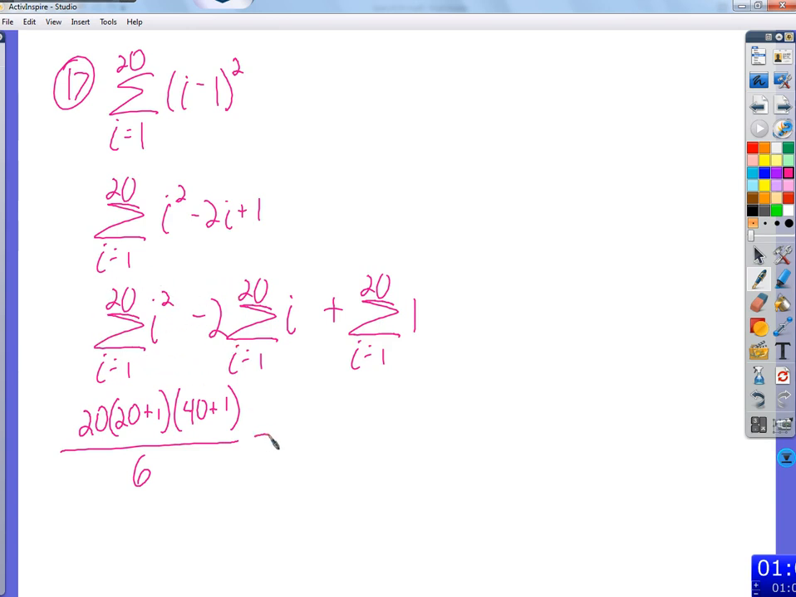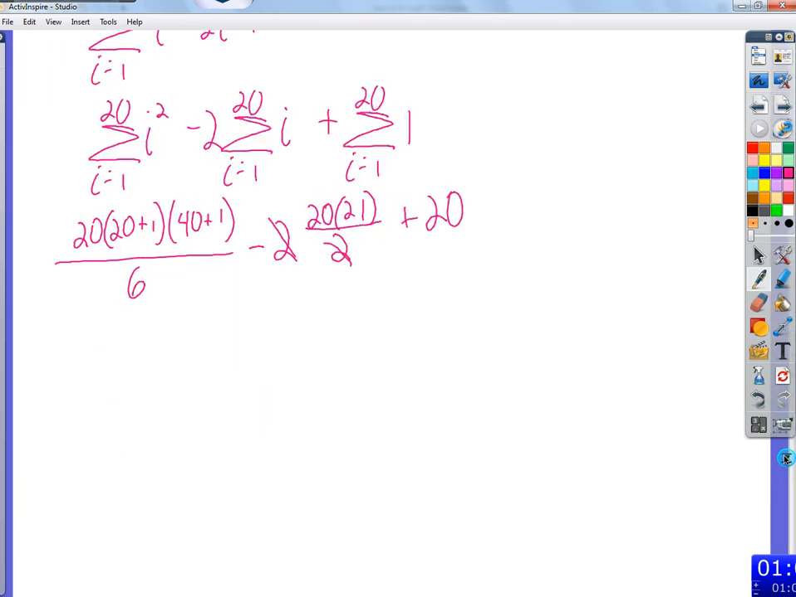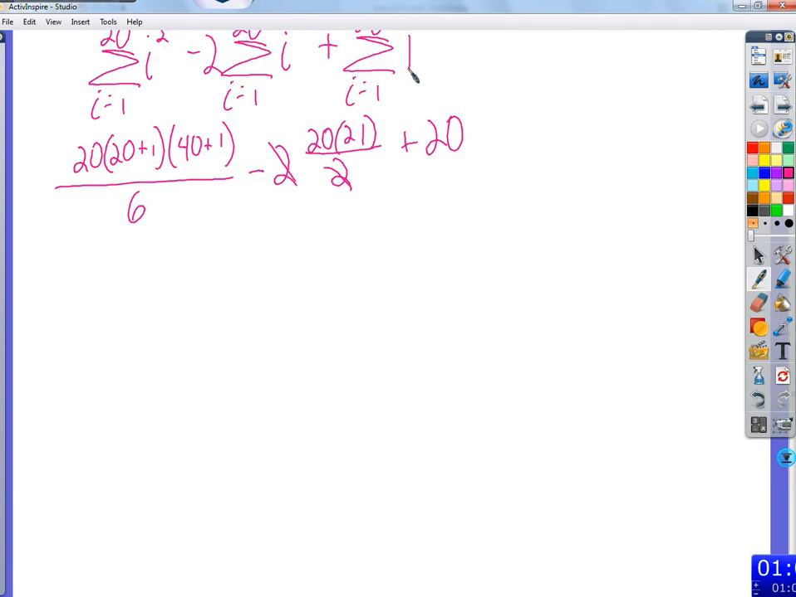Okay, so minus 2 times this one right here, which is just n times n plus 1 over 2, so that's 20 times 21 over 2. Okay, the 2's cancel. Now, plus, what are we adding up here? We're adding 1 plus 1 plus 1 plus 1 plus 1. How many 1s are we going to add up? 20. It's just 20.